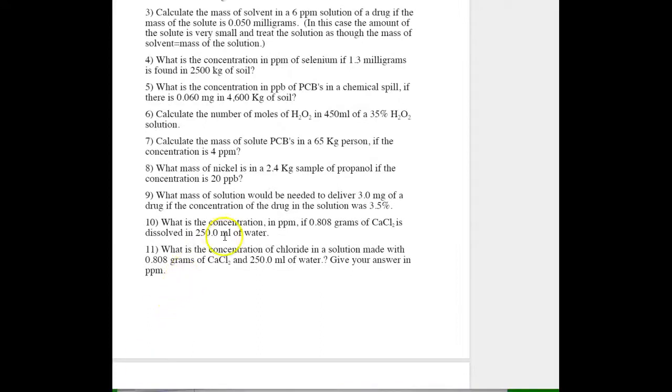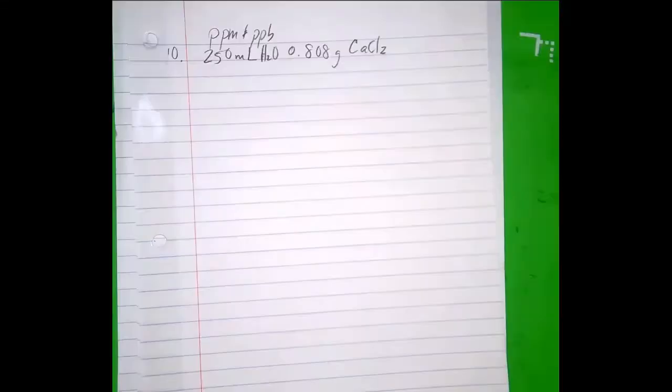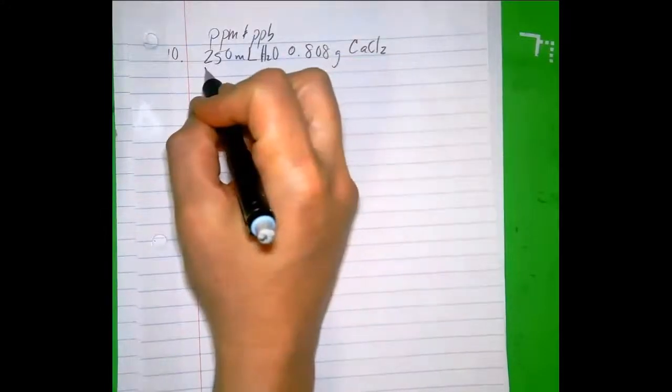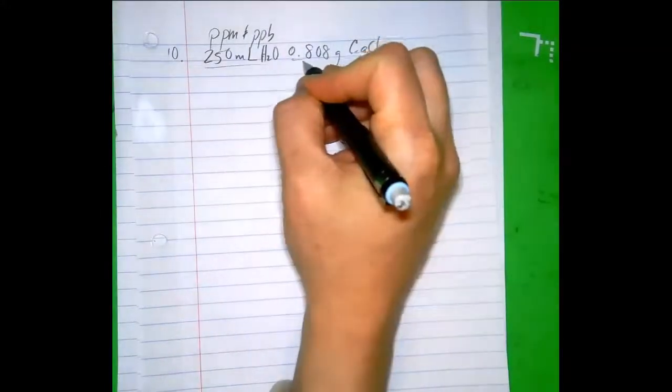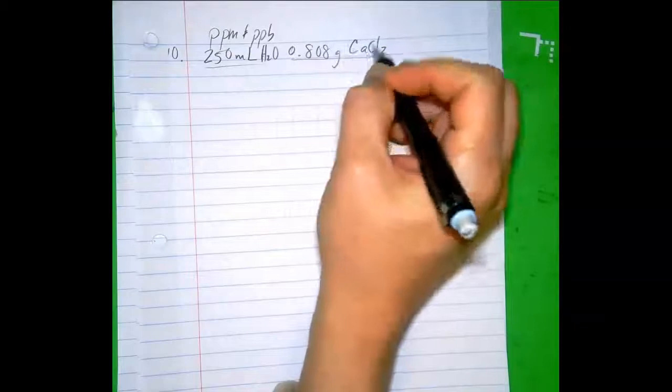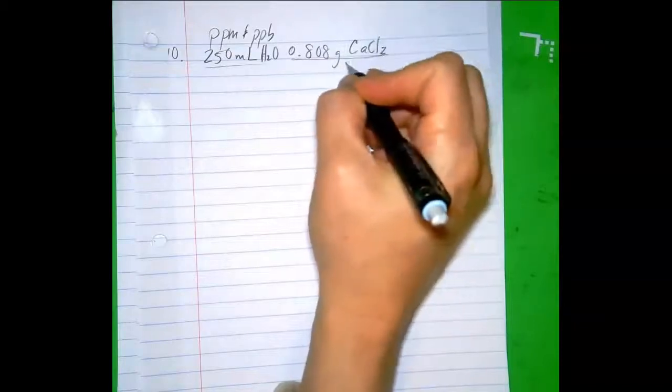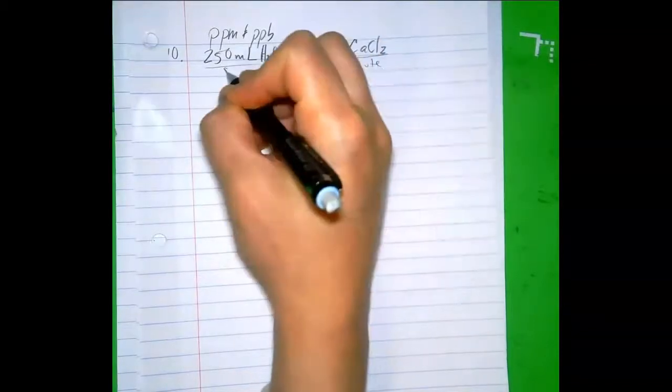Okay, here's number 10. Now, 10's a tricky one because it gives the solvent in milliliters. So let's take a look at that one. So here are our givens. We have 250 milliliters of H2O and 0.808 grams of calcium chloride. Here's our solute, and here's our solvent.